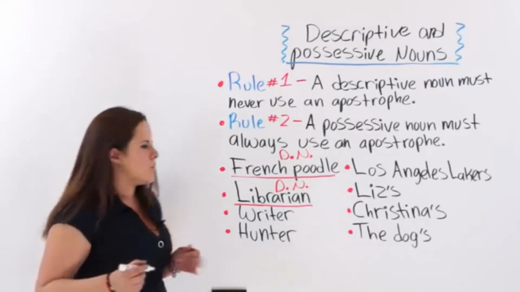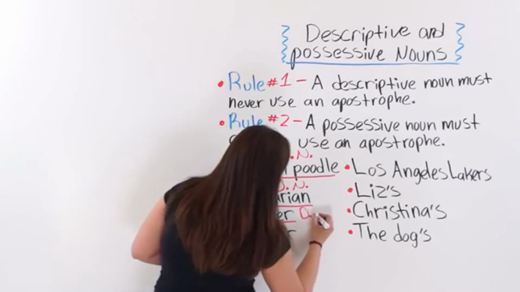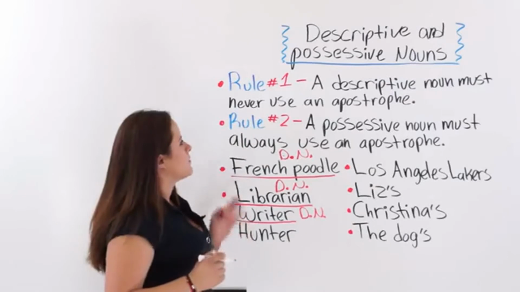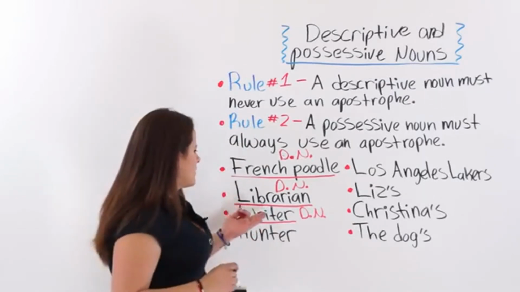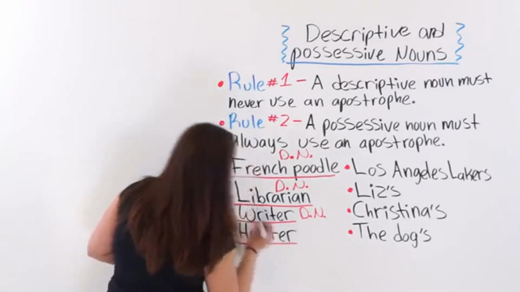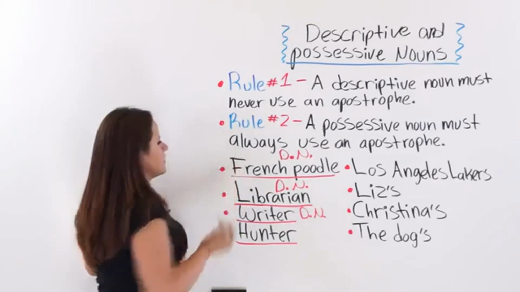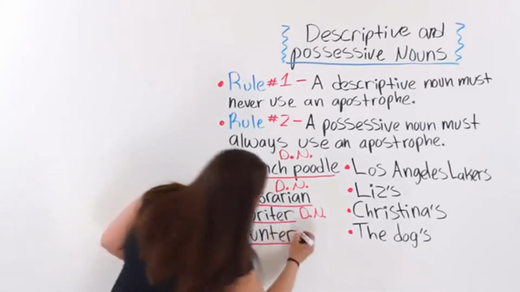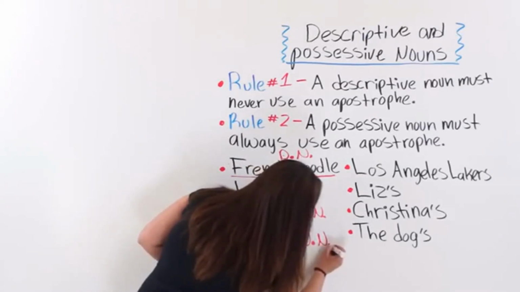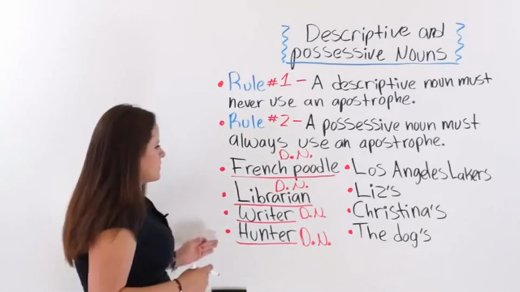Writer. This is also a descriptive noun. And as you can see, I am following the rules. A descriptive noun must never use an apostrophe. Alright, and the third one says hunter. These three tell you what a person does, and this one tells you what something looks like, or gives you more information about the personality of the noun. So we have 4 descriptive nouns on this side of the board.